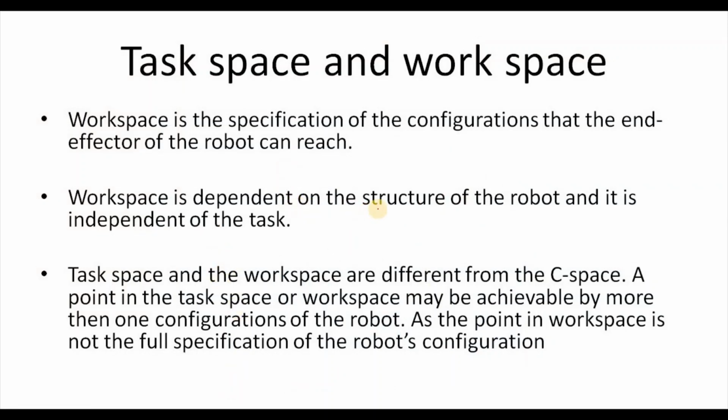Workspace is dependent on the structure of the robot, and it is independent of the task. As we have seen in the previous example of that two-link robot having a circular workspace, it clearly depends upon your structure: how many links you have, how many joints you have, what is the length of those links, and how many degrees of freedom the joints have. So this defines your workspace, and it has nothing to do with the task that you're going to perform.